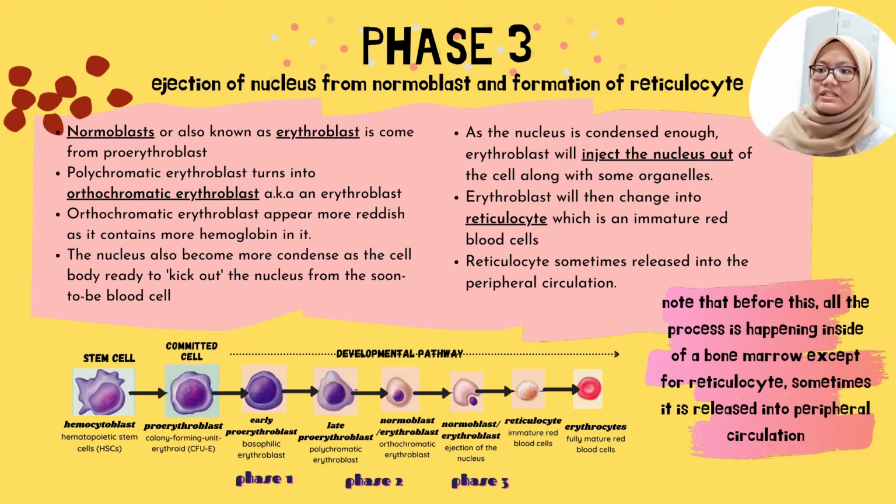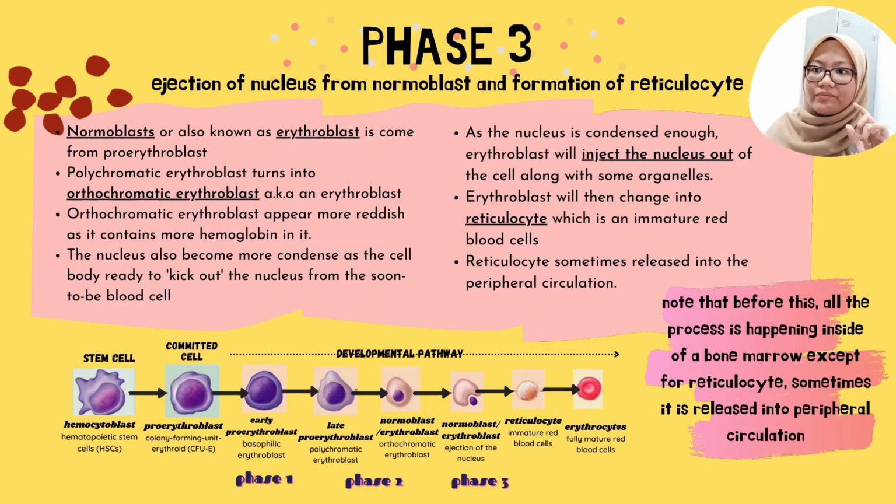So as the nucleus is condensed enough, erythroblasts will eject the nucleus out of the cell along with some organelles. So as soon as it loses the nucleus, erythroblasts will then change into reticulocyte, which is an immature red blood cell. Reticulocytes sometimes release into the peripheral circulation. Please note that before this step, before reticulocyte, all the previous process is happening in the bone marrow. So sometimes reticulocyte is released into the peripheral circulation. So this is the phase 3 about the ejection of nucleus.